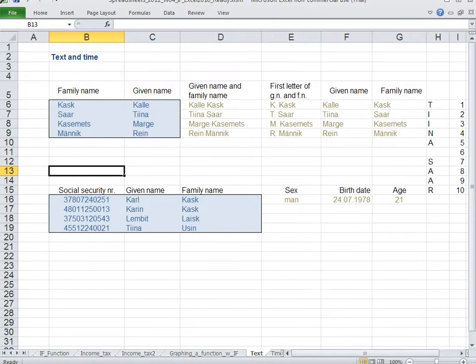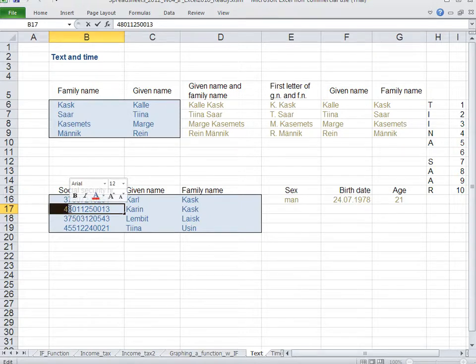We're next going to look at Estonian social security numbers, from which we can directly see the birth date and the sex of the person. The social security number begins with either a 3 or a 4, which in this case is 3. 3 stands for a man and 4 stands for a woman.